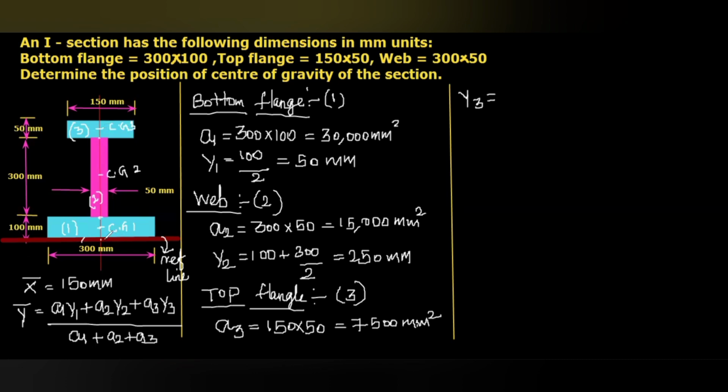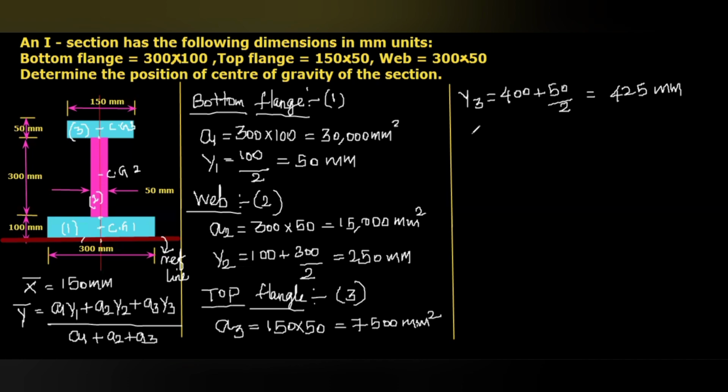But this distance we need from the reference line. So from here, this one is 100, after that 300. So up to this point from the reference, 100 plus 300, we can take 400. After that, the center of gravity value is 50 by 2. So 400 plus 50 by 2, that will be 25, so we can write this value equal to 425 mm.